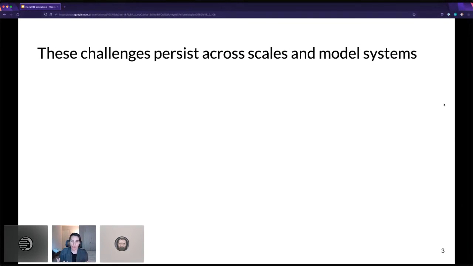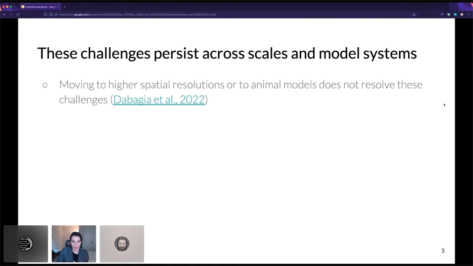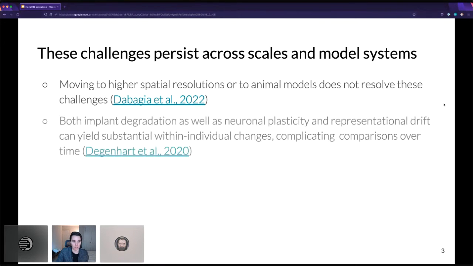And maybe you say, okay, that sounds like it's a problem for humans because we're looking at these really high-level spatial scales. But if we go to a really fine spatial scale, or maybe if we move to a different model system with a different kind of anatomy, maybe that problem goes away. Unfortunately, systems neuroscience, neuroscience more broadly, has really seen that moving to higher spatial resolutions, even single neuron resolutions, or to animal models, does not resolve these challenges of how to make inferences across individuals.